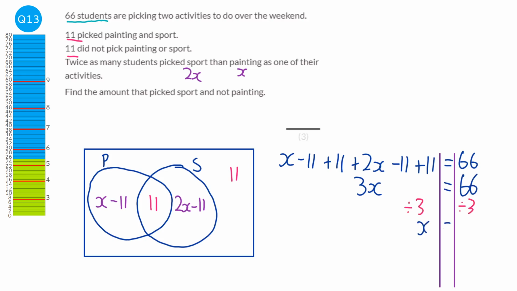So we've got x equals 22. So if we go back to our Venn diagram now, we can fill in the blanks. So instead of x minus 11 there, we've got 22 take away 11, which is just 11. Instead of 2x minus 11 there, we've got 22 times 2, which is 44, take away 11, which will be 33. So it says, find the amount that picked sport and not painting, which is this 33 here.